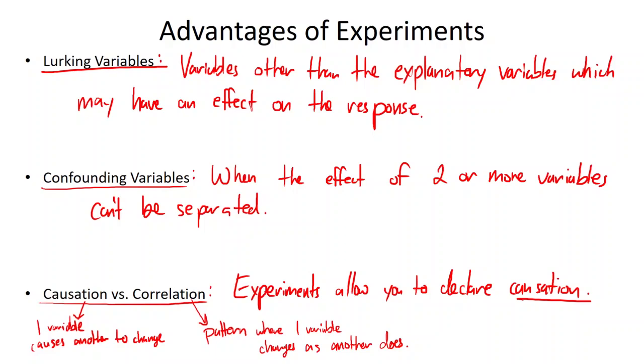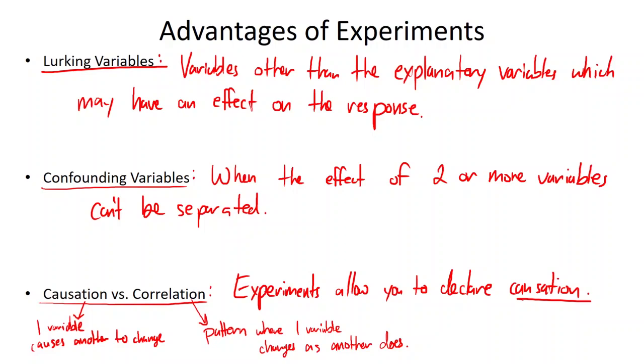And in observational studies, because you don't have any control over lurking variables and you're not able to take everything into account, you can't declare causation from an observational study. If you want to go on and declare causation, then you really need to perform an experiment in order to decide whether that's the case.